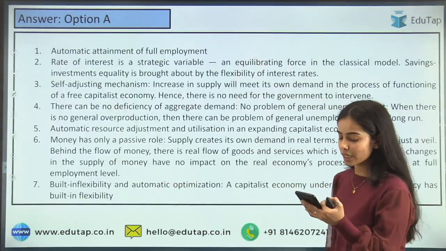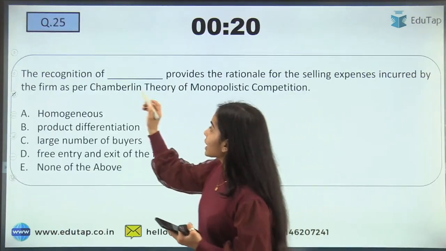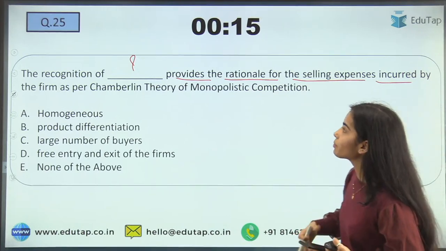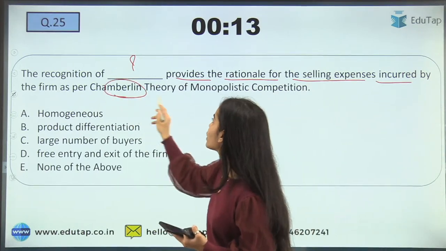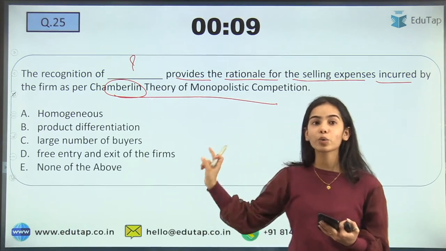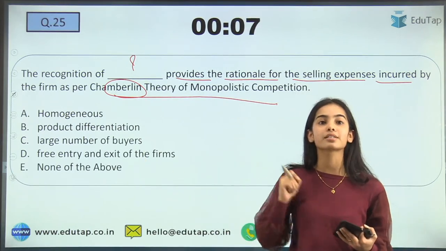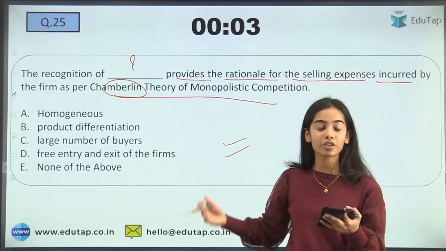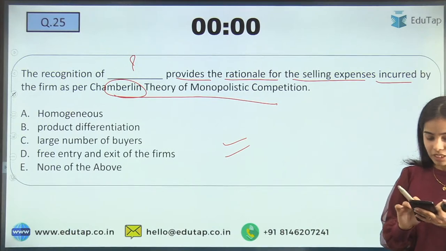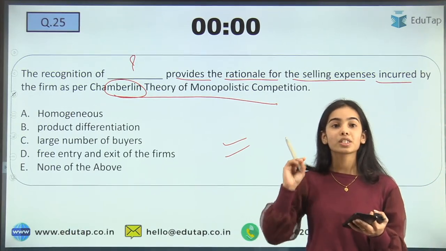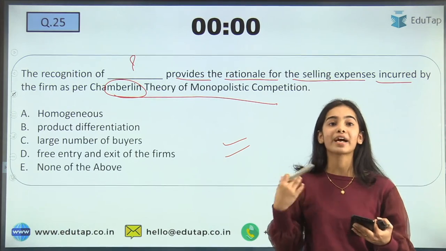Okay. Next question is, the recognition of dash provides the rationale for the selling expenses incurred by the firm as per Chamberlin's theory of monopolistic competition. Do not think about the theory, just think about the question, and the question itself provides you the answer. So try to give the right answer to this one. If there is any confusion, if there is any trouble, just ask the question and I'm here to provide you with the answers.